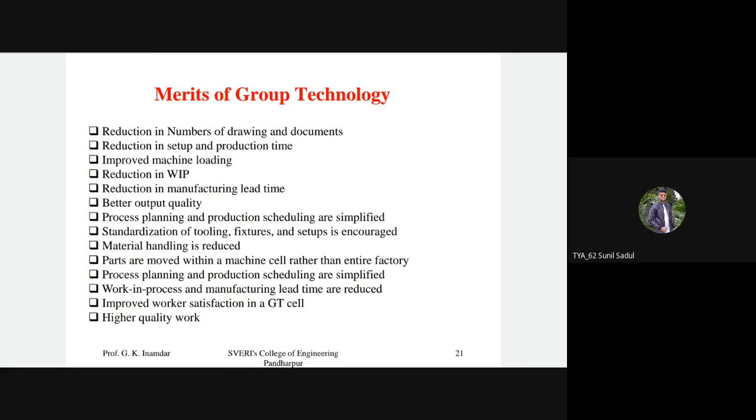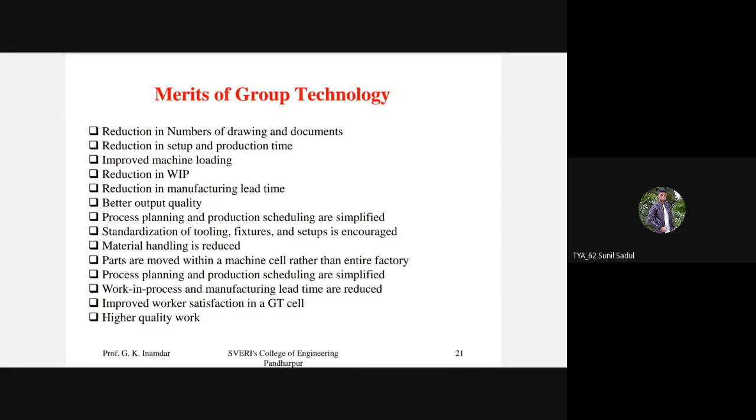Now, material handling is reduced. Parts are moved within the machine cell rather than the entire factory. Process planning and production scheduling are simplified. Work in progress and manufacturing lead time are also reduced. Improved worker satisfaction in the group technology cell. Higher quality will be obtained with the help of group technology.